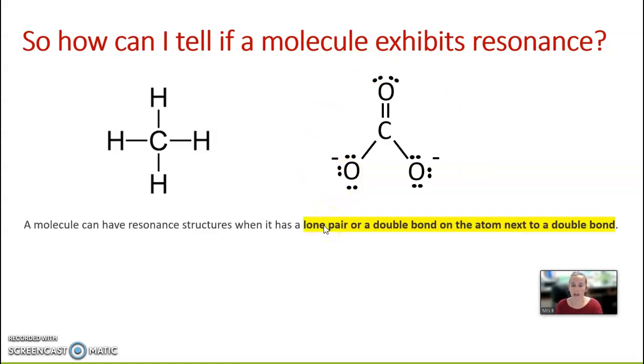So here's a tip. A molecule can have resonance structures when it has a lone pair or a double bond on the atom next to a double bond. So we have a double bond here, and we have lone pairs on the atoms next to that double bond. And the reason that's a key for seeing that this one has resonance is we could redraw the Lewis structure with the same overall arrangement, but we could move that double bond around by moving electrons. We're not going to change the connectivity. We're not going to change what the carbon is connected to, for example, but we can change where that double bond is located and where those lone pairs are located.